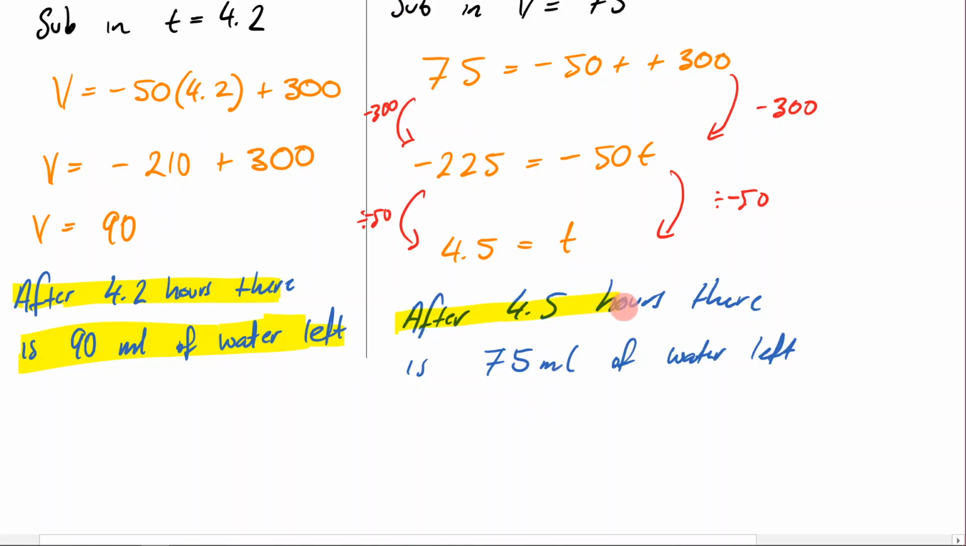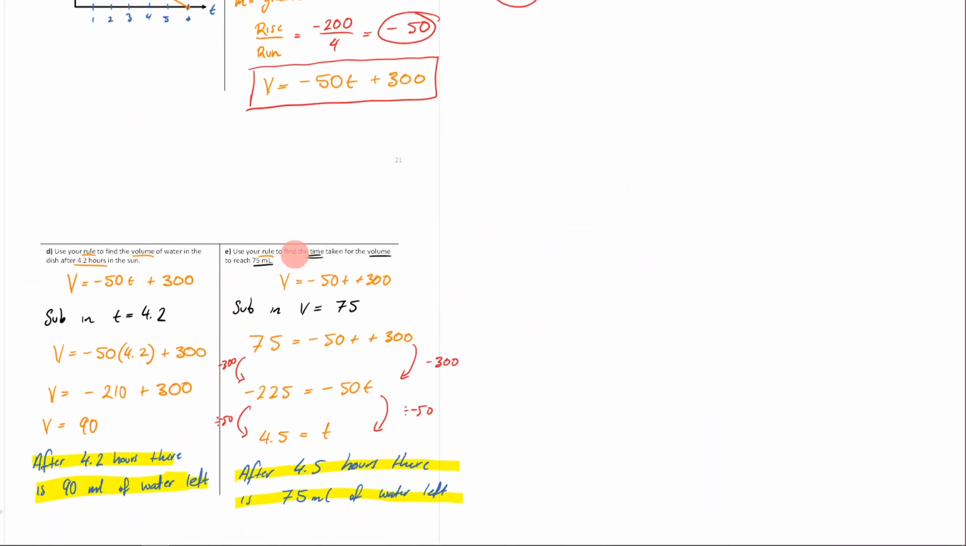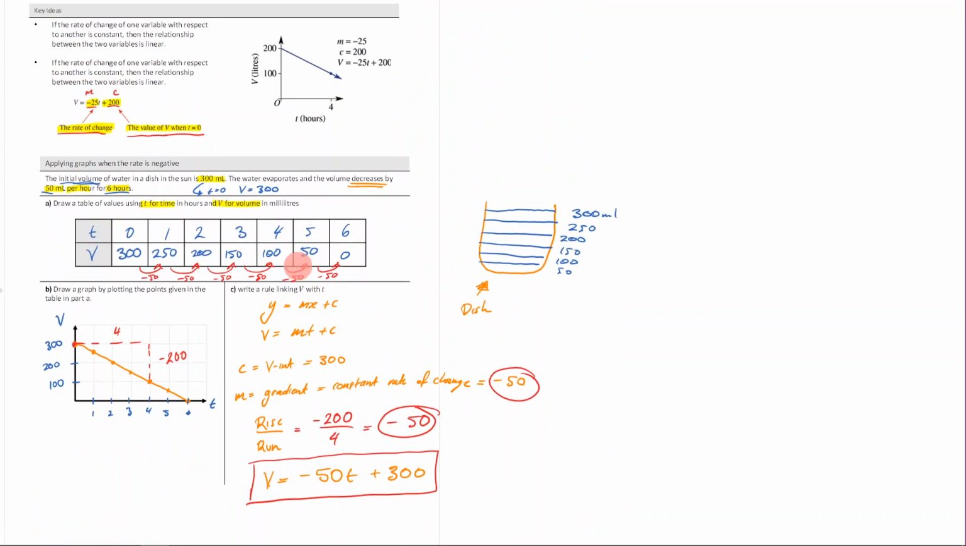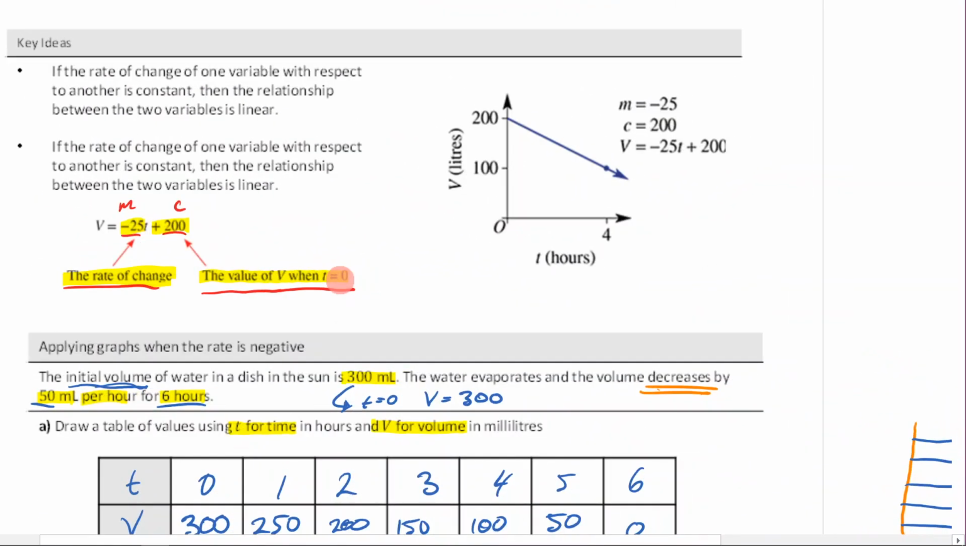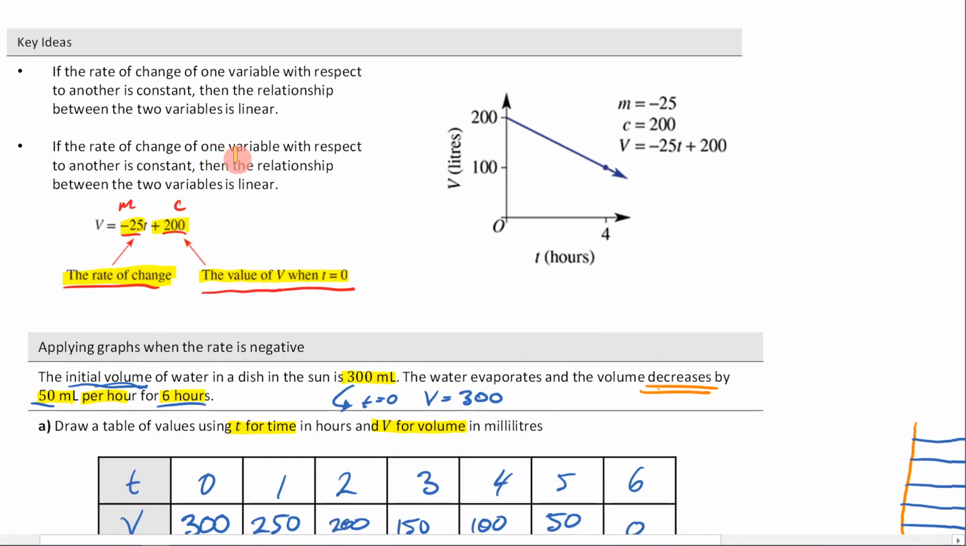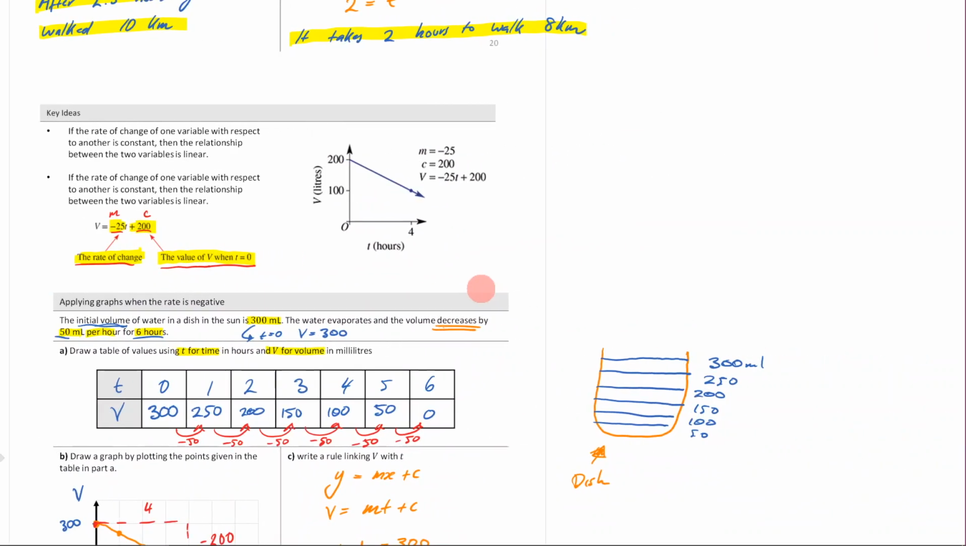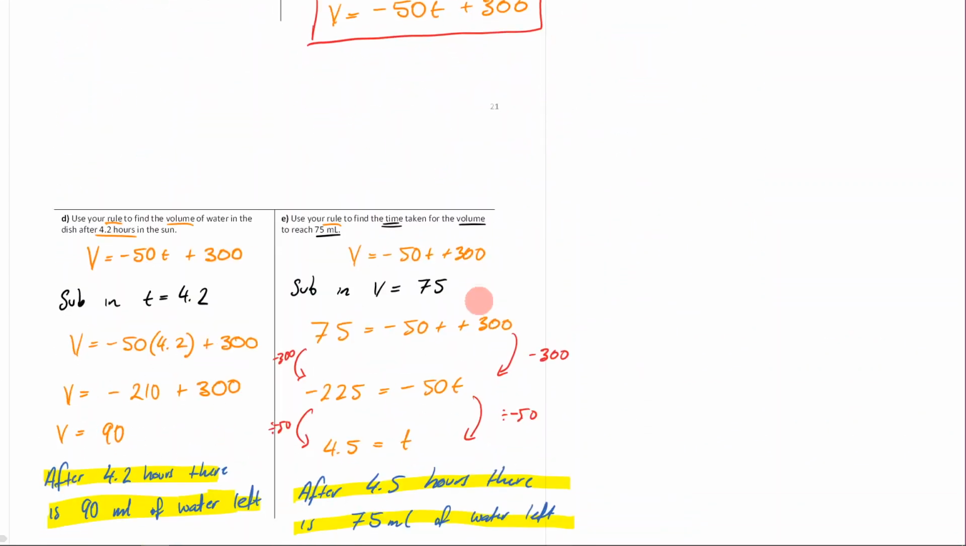And that is it, everyone. That is how you do this topic. That is how you think through these questions. Hopefully now you can come back to this key ideas and make a bit more sense of it. If the rate of change of one variable with respect to another is constant, then the relationship between the two variables is linear. So the rate of change here is your M value, and the C value is the value of V when T is equal to 0. And here's another little example of it. But again, hopefully you've made sense of both the examples I've given here, and this makes somewhat sense.